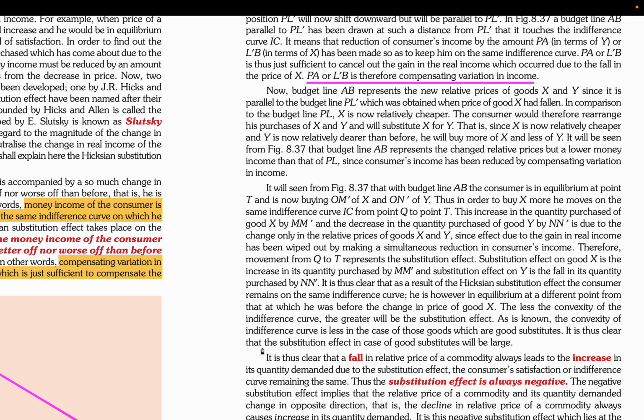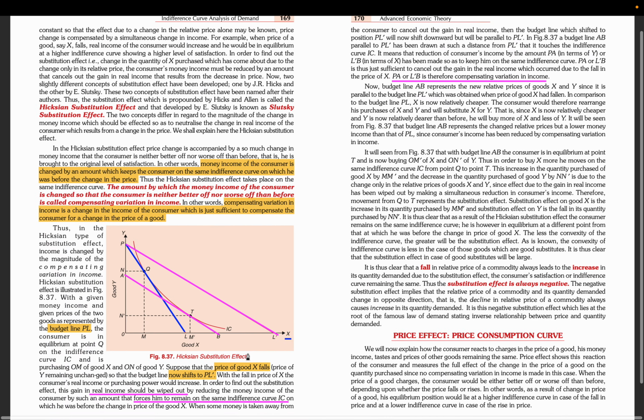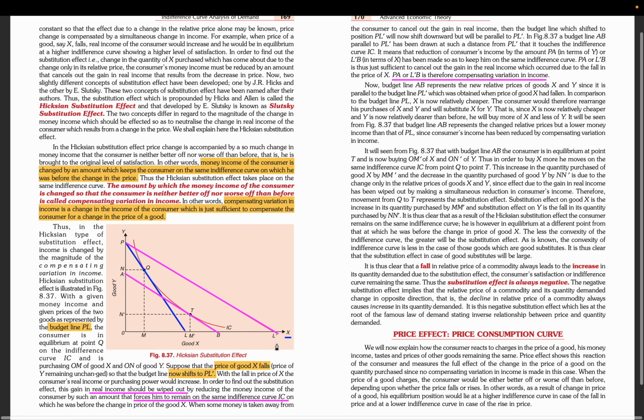Now budget line AB represents the new relative prices of goods X and Y since it is parallel to the budget line PL dash. It represents the new relative price of goods X and Y, which was obtained when the price of good X has fallen. In comparison to the budget line PL, X is now relatively cheaper, right? X is now relatively cheaper.